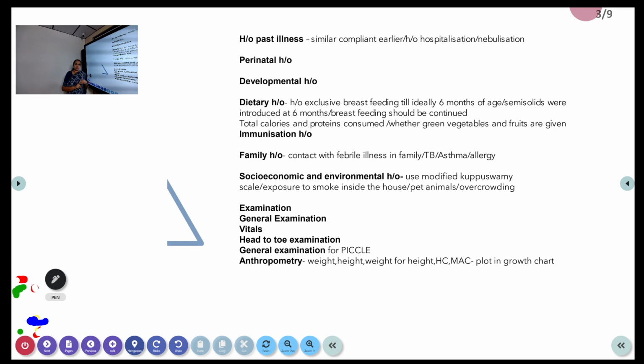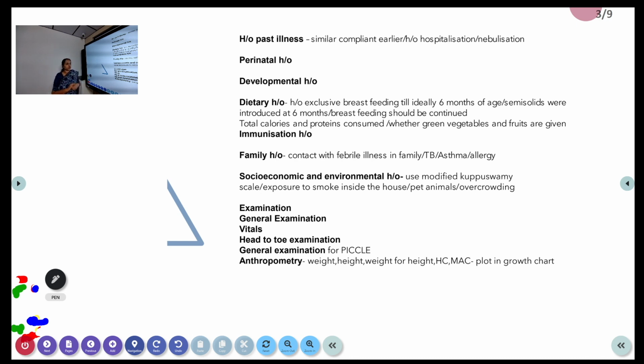Pneumococcal vaccine is given at 6 weeks, 14 weeks and then at 9 months of age. So the pneumococcal vaccine is protecting against pneumonia. Measles also, as a complication of measles you can get bronchopneumonia. So the measles vaccine also protects against pneumonia. So ask about history of the vaccinations. Then in family history, does anybody currently in the family have any fever or any respiratory illness, any TB in the family, any asthma, allergy in the family, you can ask.